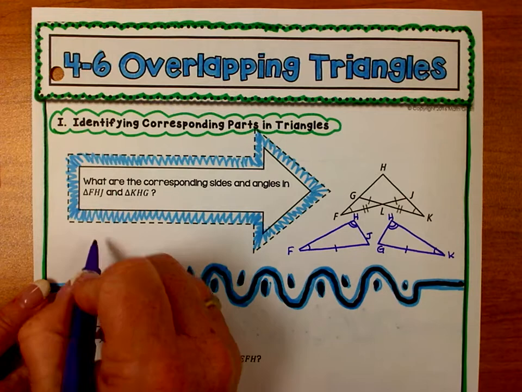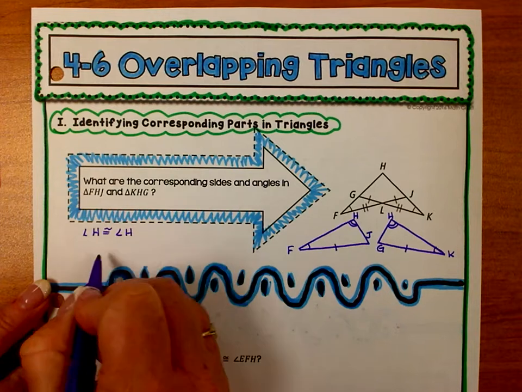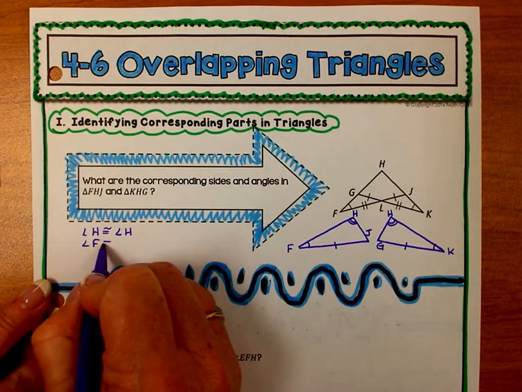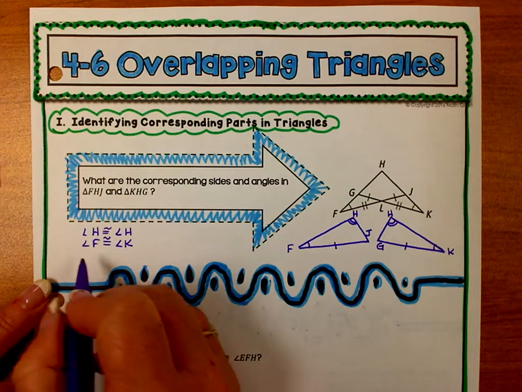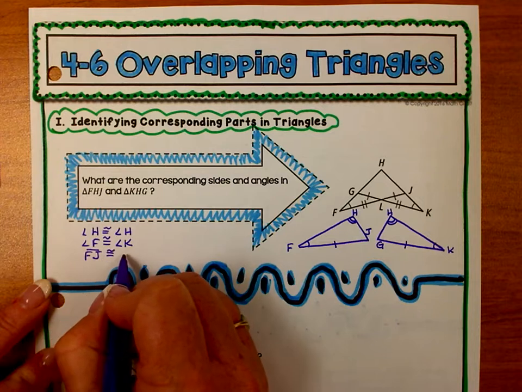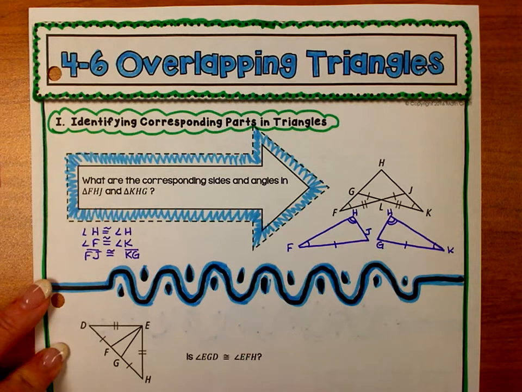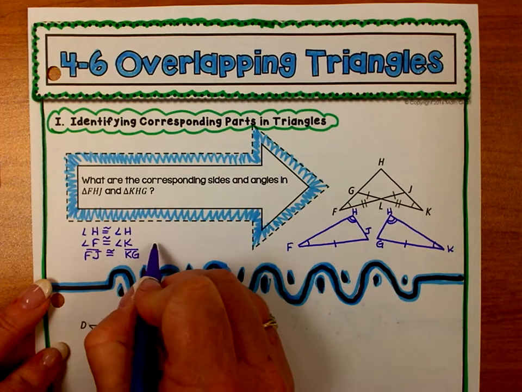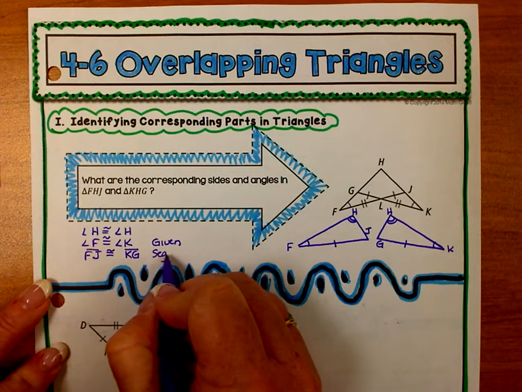Okay, so we have angle H is congruent to angle H. We have angle F is congruent to angle K. And we have side FJ congruent to side KG. All right, and looking at that, these two were given to us. So this one was given. This one was the segment addition postulate.